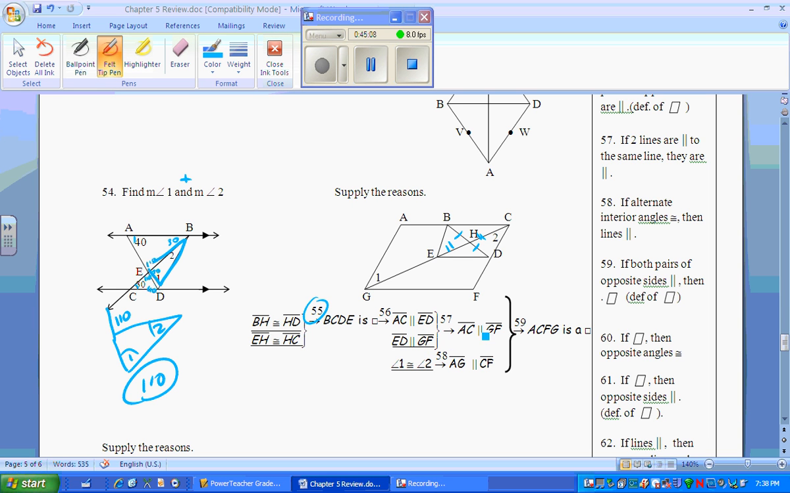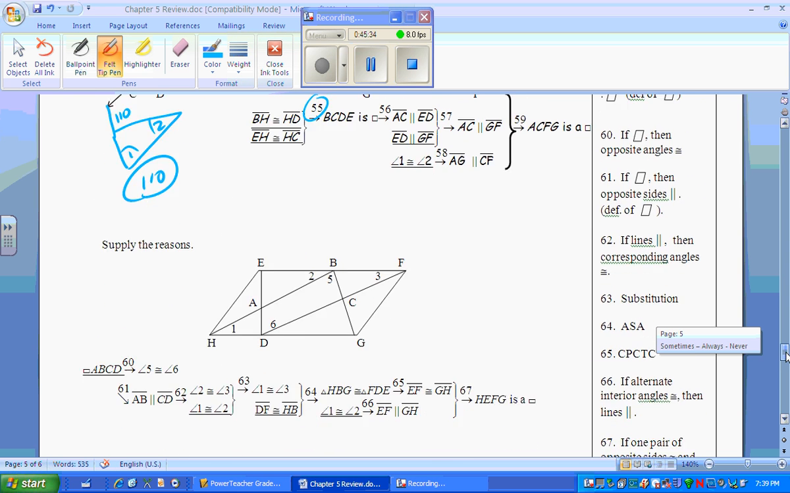If two lines are parallel to the same line, then all of them are parallel. Right here, angles 1 and 2 are alternating interior, and if alternating interior angles are congruent, you have parallel lines. And if AC is parallel to GF and AG is parallel to CF, you know that you have a parallelogram, because if both pairs of opposite sides are parallel, you have a parallelogram.